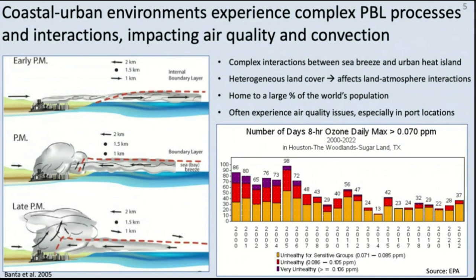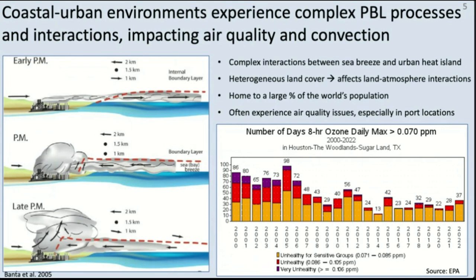An example of the ozone exceedance days for the Houston area is shown here on the bottom right figure for a 23-year period. While there has been a gradual decline in the number of 8-hour ozone exceedance days, there's still over a month's worth of days reaching unhealthy levels. Given that a large portion of the world's population lives within these coastal urban regions, it makes this area a really important place for us to continue studying and further our understanding of some of these smaller scale processes.